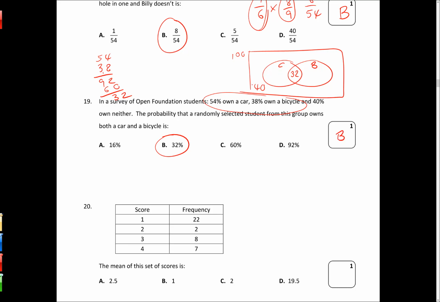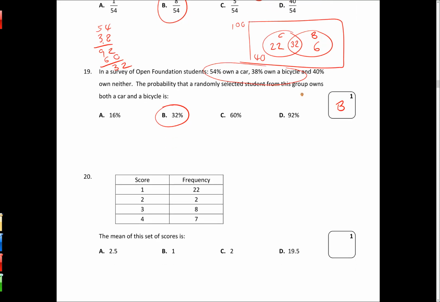But the C was 54, so if that's 32, 22 here makes 54. The B was 38, so if 32 is already there, the 6 is there. Let's just confirm, 40 plus 22 is 62, plus 32 is 94, plus 6 is 100. Everything adds up correctly, and 32%, 32 out of my 100, own both.